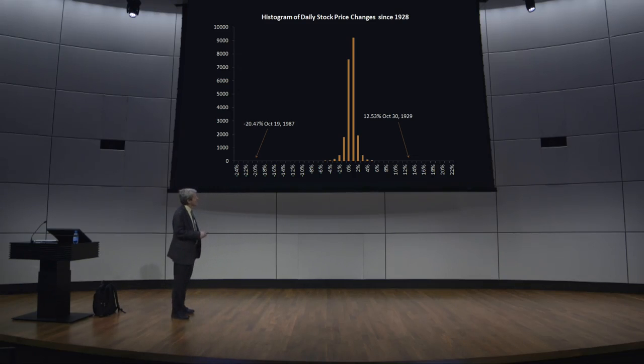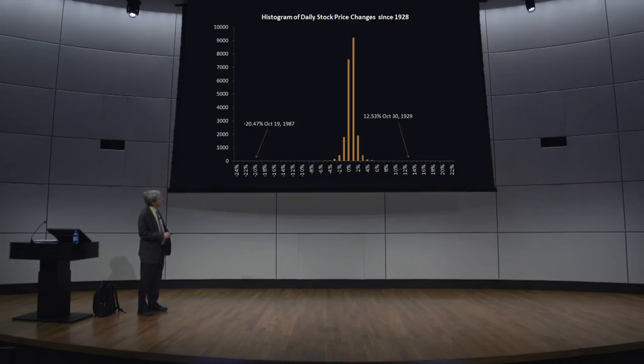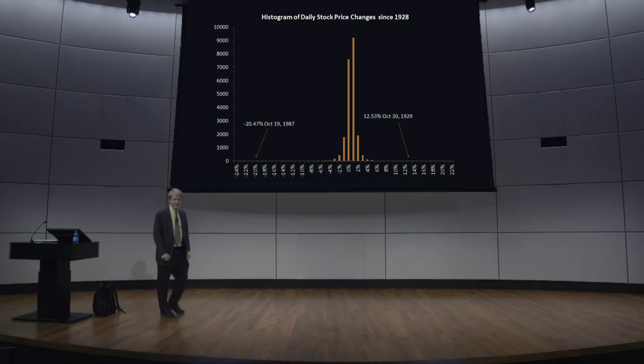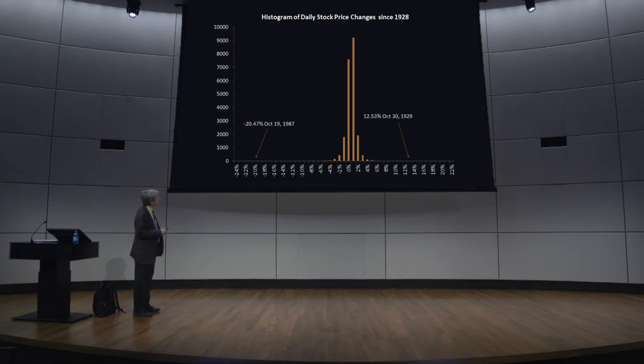So you might conclude by looking at this histogram that stock market returns are always between, say, minus 6% and plus 6%. As a matter of fact, on October 30th, 1929, the stock market went up 12.53% in one day. And on October 19th, 1987, the stock market fell 20.47% in one day. It was quite a shock.